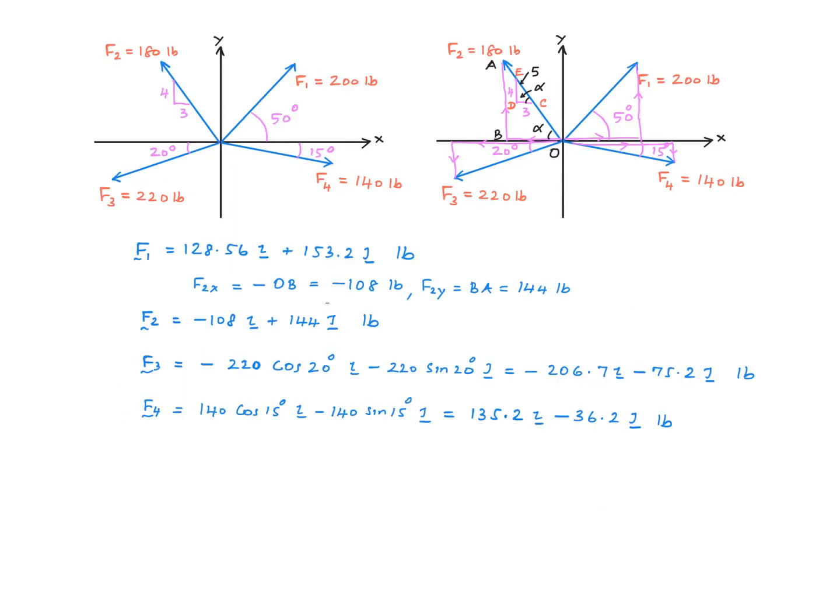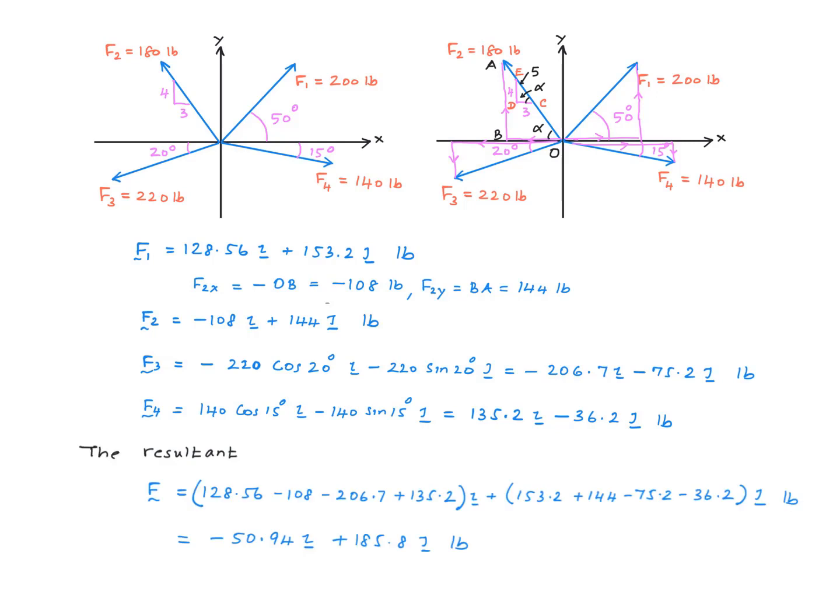Here are my vector equations for F3 and F4, and I'm pretty sure you can follow the details easily. So here is the resultant. We sum up the x component of each of the 4 forces here and put that along with the unit vector i, and we sum up the y component of each of the 4 forces here and put that along with the unit vector j. After simplifying, we have this for the resultant vector.